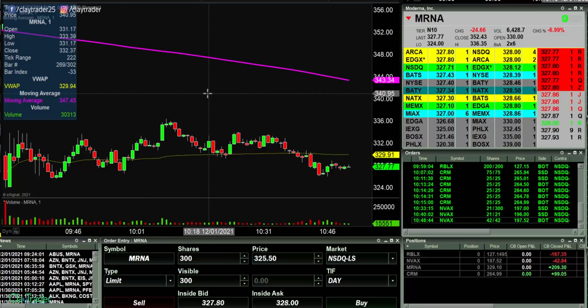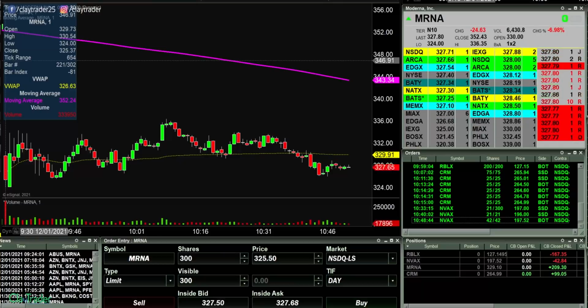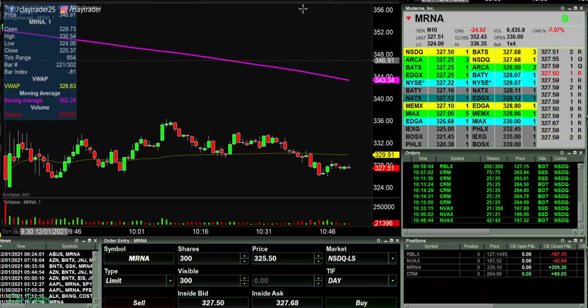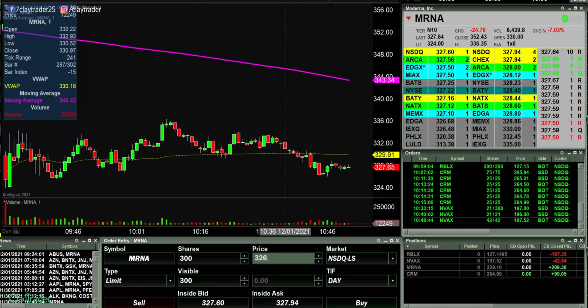In my mind, 325.50 is a very, very interesting level, and one that I could see myself being interested in taking a trade on, and potentially even trying to hop in around the 326 mark in anticipation that that level breaks. So we'll see what happens with it.